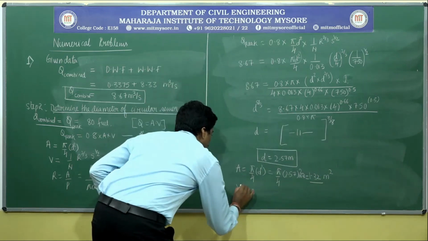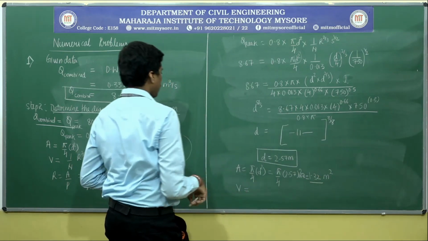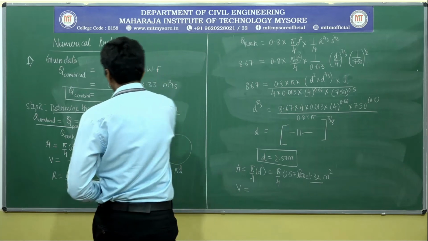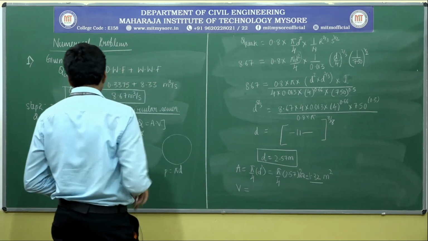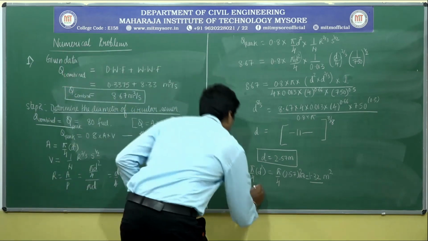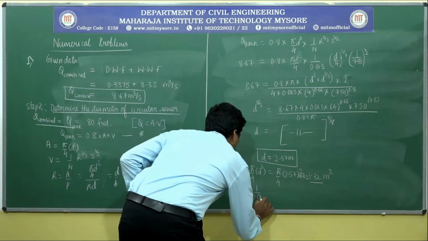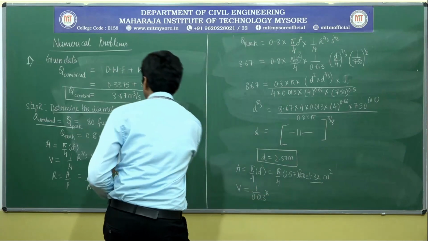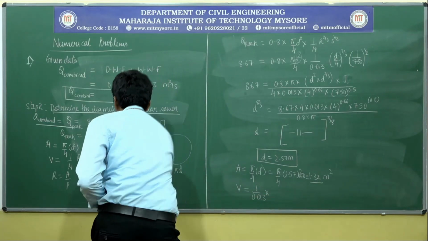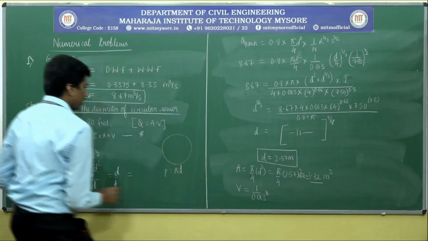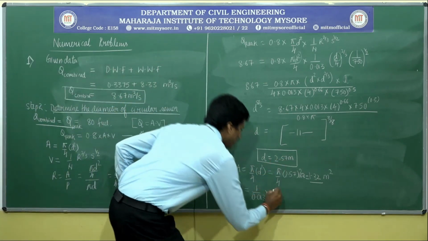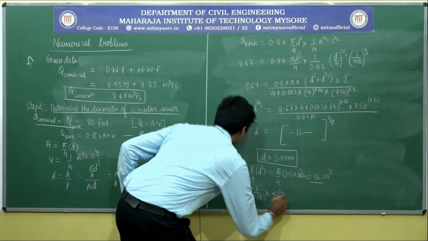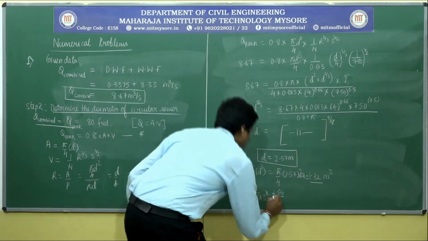Similarly, find out the velocity. V is equal to, you can go for using the continuity equation here also to find V, or the Manning's equation. So 1 divided by 0.013 into, what is that? R is equal to A by P, that is D by 4. So remember the concept here, D by 4. So that is 2.57 by 4 whole raised to the power of 2 by 3.